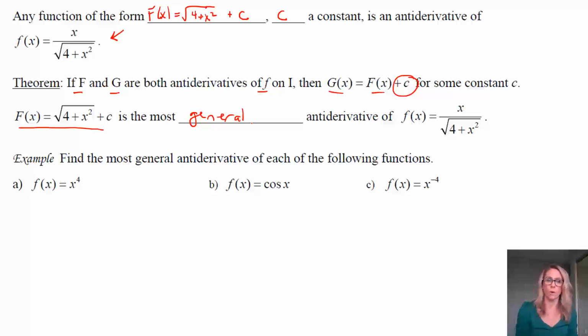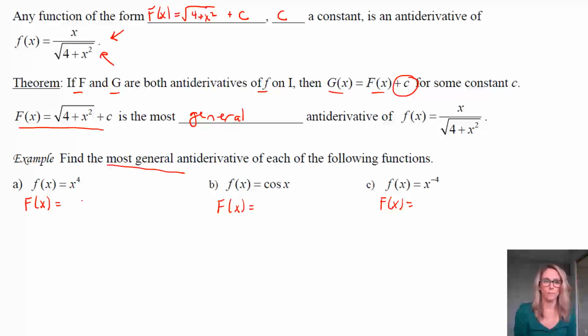However, the derivative is always the same. It is always what we have up here for that function right there. So what I want you to do now, if you can, is pause and think about these three examples here. Find the most general antiderivative of each of the following functions. So think about what function would you have to start with so that its derivative gives you x to the 4th, or cosine x, or x to the negative 4. So go ahead and try those, and then when you come back, we'll find out if you're right.